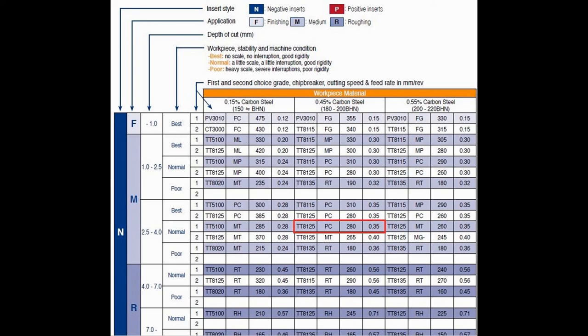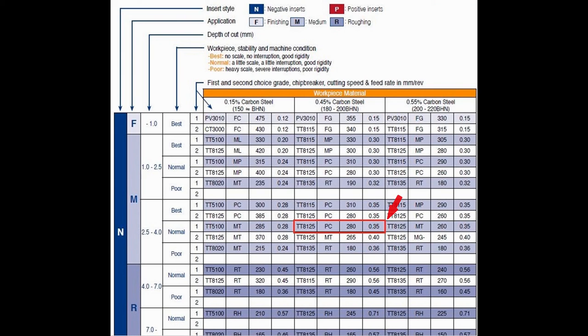You finally now get the grade and chip breaker geometry that you must use for the operation and the corresponding cutting speed and feed rate. In the fifth column, row number 1 is the first choice and row number 2 is the second choice. Ideally use the first choice, or if you do not have it on your shop floor, use the second choice.